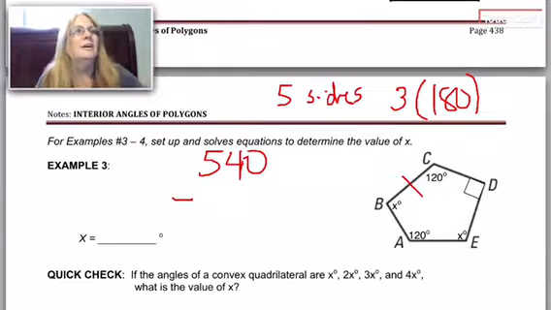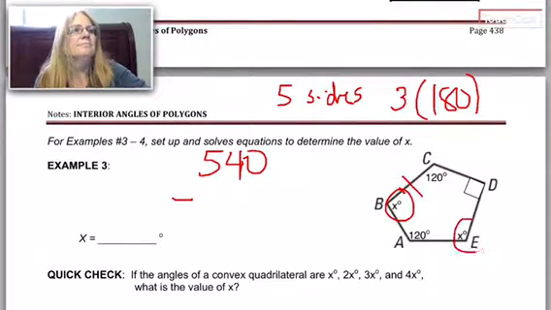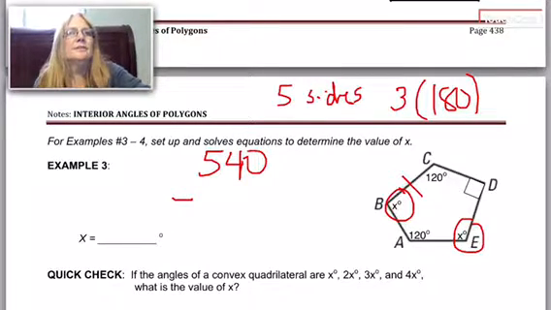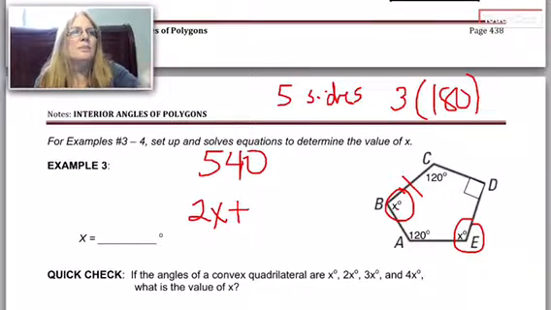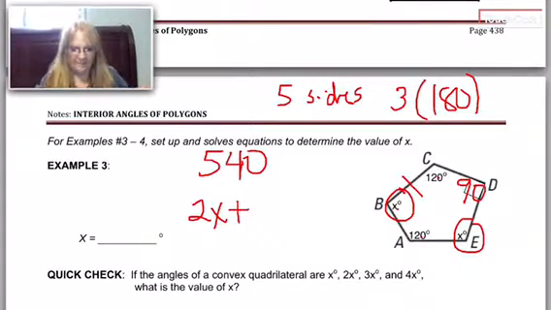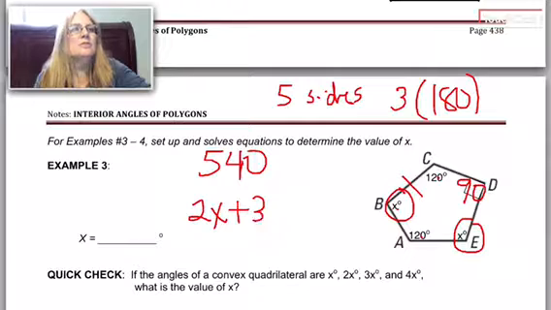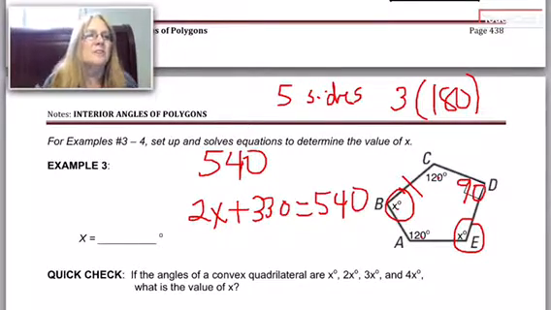But then let's see. I have 2 that are x. So I am going to write, I have these 2 x's. So let me write that as 2x plus, and then add 120, 120, and this one is 90. So all of the angles add up to 2x plus 330, and that is equal to 540. So now let's just solve the equation.